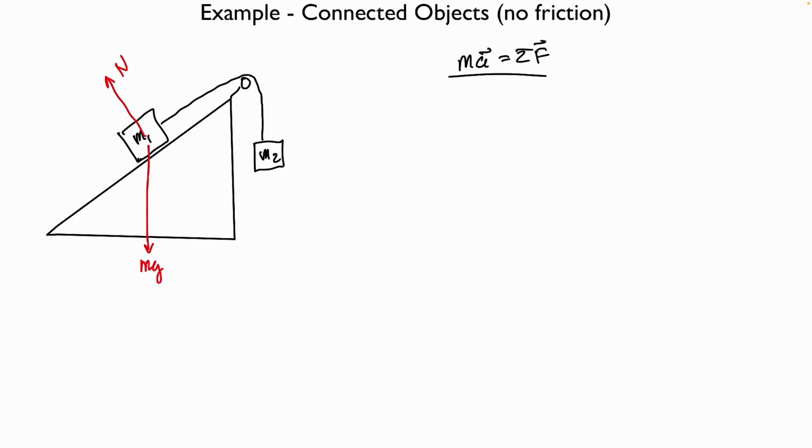That string can't push M number 1 down the slope, right? And you might be sitting there going, well, but what if M1 is winning, right? What if M1 has such a big mass that it's pulling M2 up, right? Wouldn't that mean tension is pulling down the slope? No, it doesn't. Tension can only pull, right? And what's the only direction that string can pull on mass number 1? Up the slope, right? Okay.